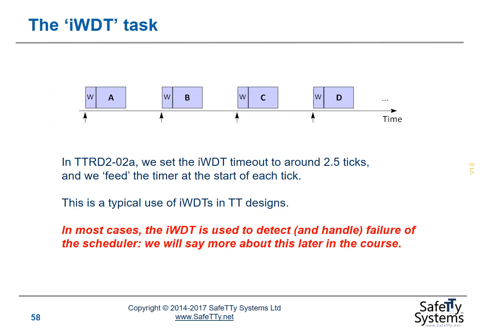In this example, we set the watchdog timeout to around 2.5 ticks, and we feed the timer at the start of each tick. This is the typical use of a watchdog timer in a TT design. So in this design, we feed the watchdog, we release the watchdog task. The first thing in each tick is the release of the watchdog task. In most cases, what we're going to do with the watchdog timer in our TT systems is to detect and handle failure of the scheduler. We'll say more about this later in the course.